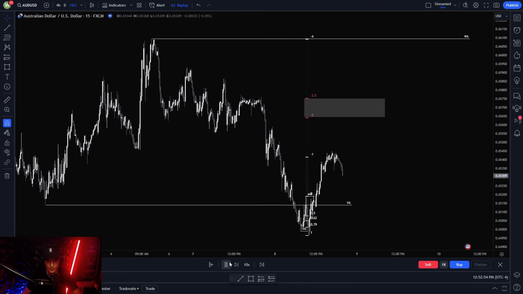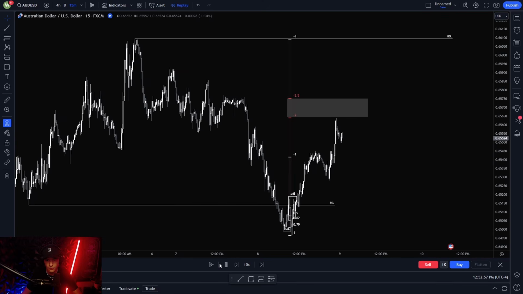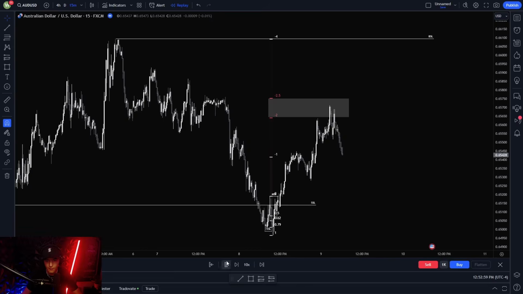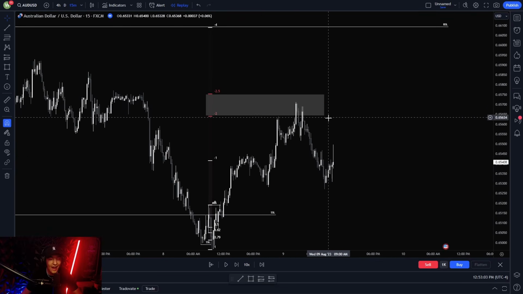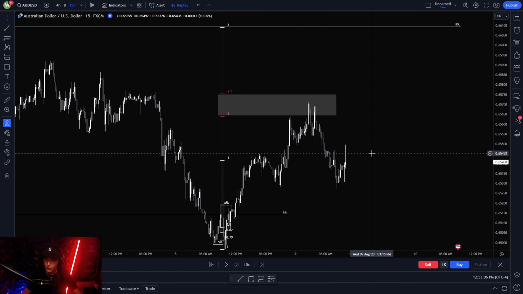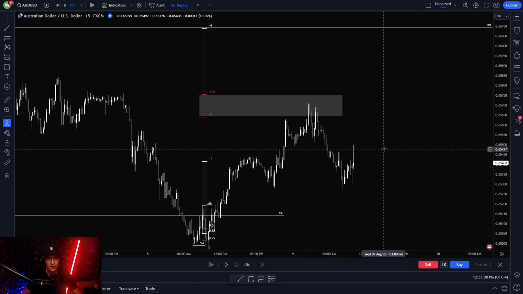Continues to get bought back up. First target is now met. Notice we start to sell off after this, right? We come up to this 2.5 and it acts as an area of resistance. One thing that you'll notice about standard deviation is it acts as support and resistance sometimes.